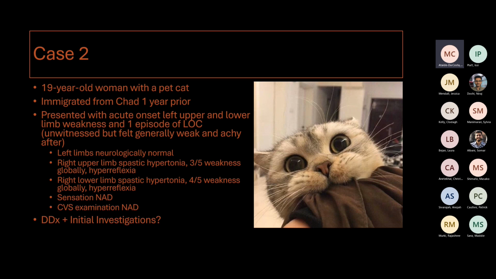So irregular pulse, irregular sounding heart sounds. You know what I mean? Very good. So what is your differential based on a young woman who has immigrated with sudden onset weakness?